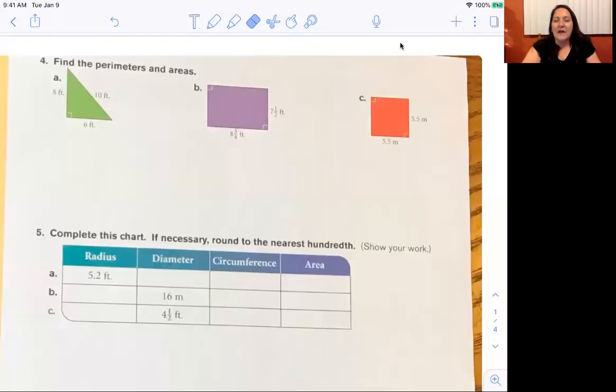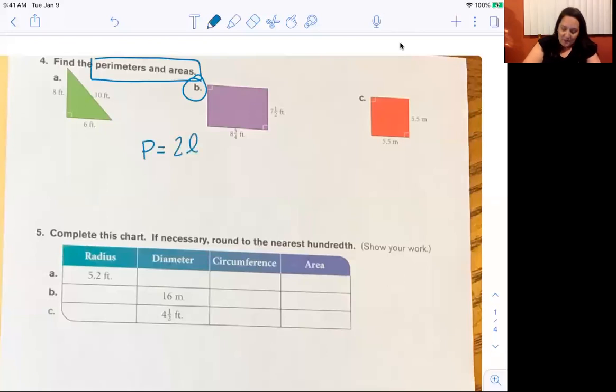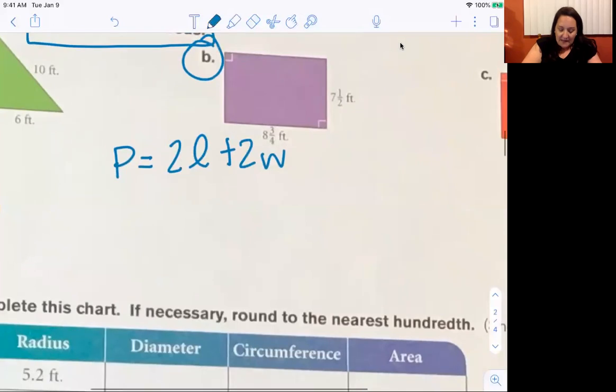Okay, so let's look at the back of the page, number 4, and we're going to do 4b together. Now, the directions say to find the perimeter and the area. So we're going to find the perimeter of this rectangle for B and the area of this rectangle. Perimeter for a rectangle, P equals, what's your formula? 2L plus 2W.